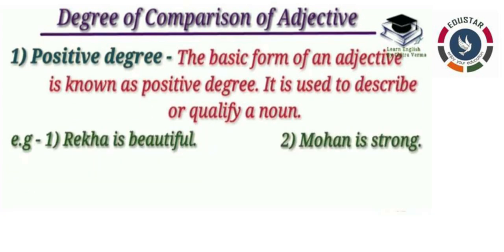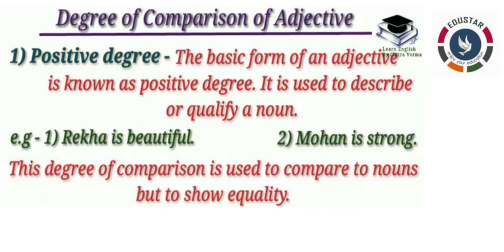And your next example is Mohan is strong. Which is a noun here? Mohan. And which is an adjective? Strong is an adjective here. So, Mohan is a strong man. Here, Mohan is not compared with anyone. Can you understand positive degree?